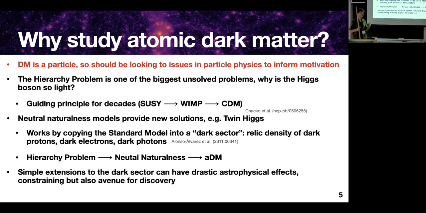One such family is neutral naturalness, and I'm going to point to the twin Higgs interpretation of a neutral naturalness model as a benchmark. It solves the hierarchy problem essentially by adding an additional copy of the standard model in some new dark sector. Very simply, we'll have a bath of dark protons, dark electrons, dark photons, and this is how we get atomic dark matter operating in a dark sector. I want to keep that narrative logic: if we start from the hierarchy problem and look for a solution, either SUSY or neutral naturalness, this is how we get our motivation for atomic dark matter.